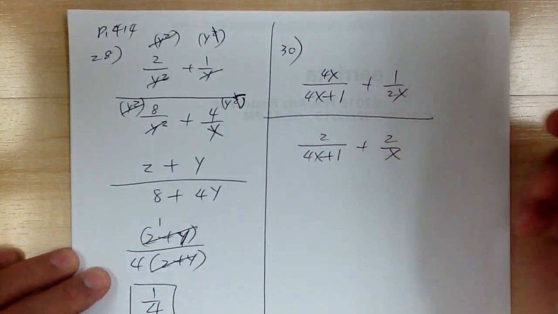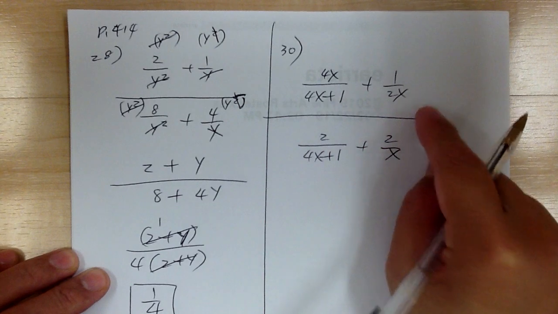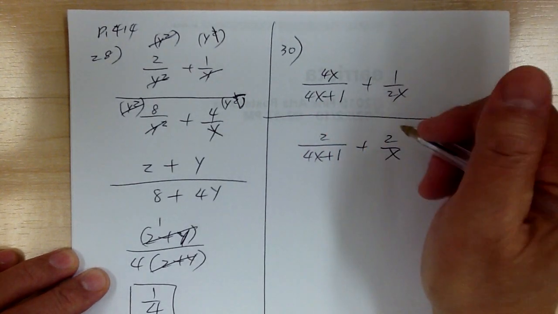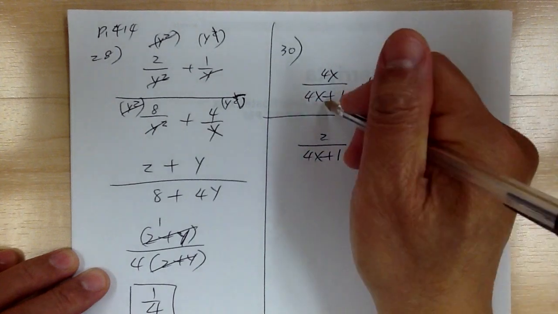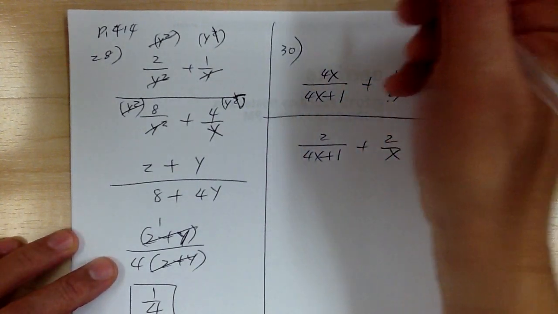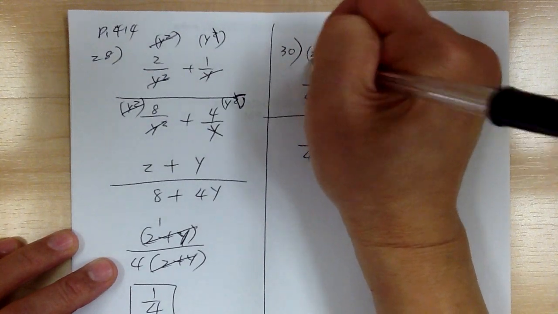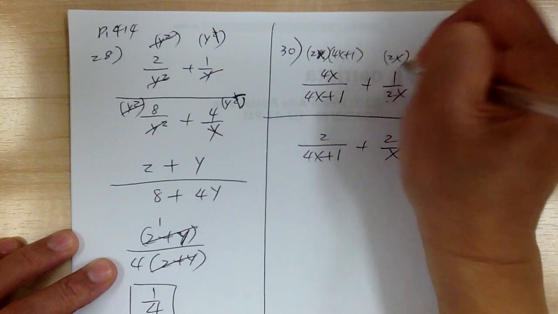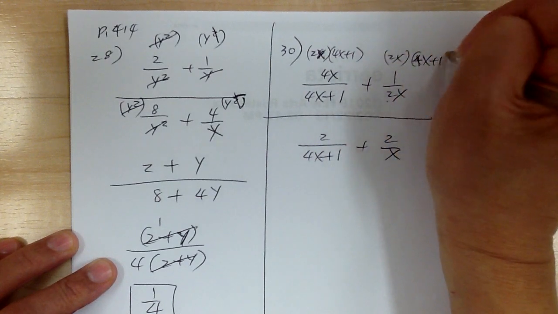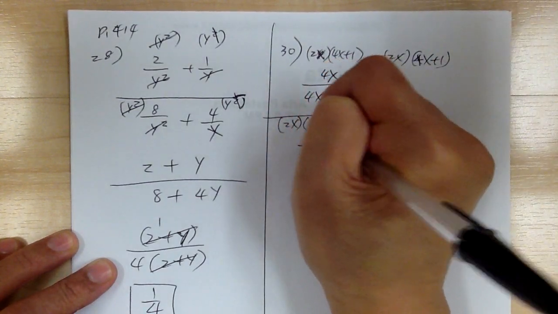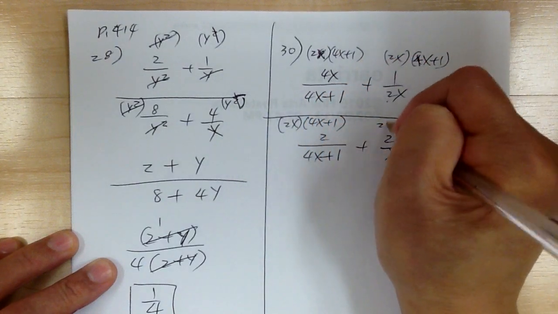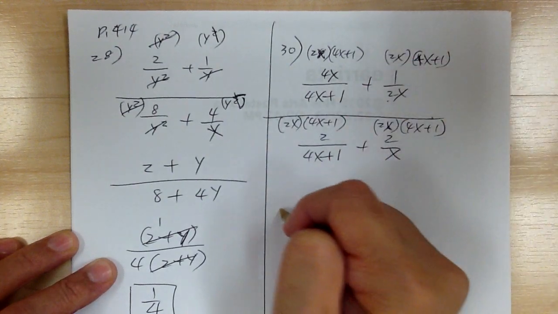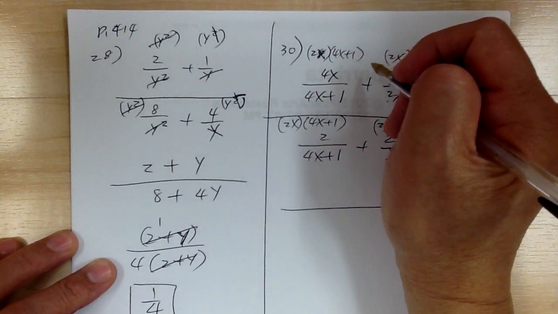So for your LCD, you look at the denominators. So you've got x, 2x, 4x plus 1. So for your LCD, the number is 2, the alphabet is x, and the group is 4x plus 1. So that's what you need to multiply. So you need to get 2x and 4x plus 1, and multiply each term by it. Okay, so that way when you cancel, you can see what's left over.